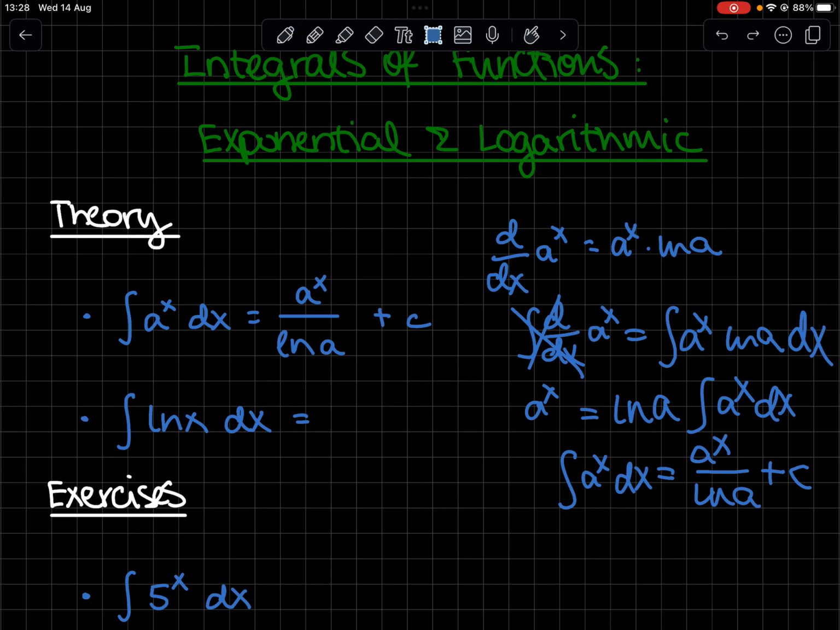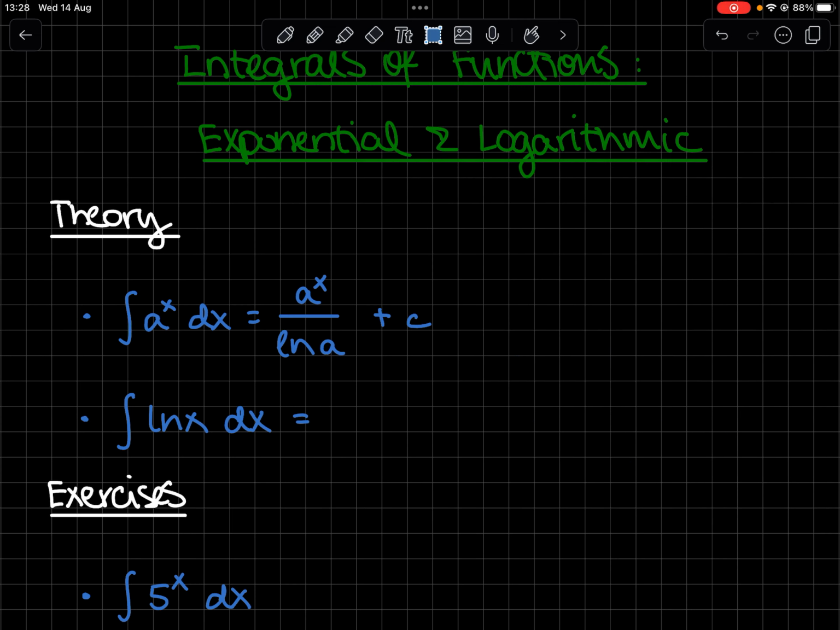You don't have to do this every time you use it to solve an exercise. This is just, it could help you remember it if you know how it's derived. Now let's move on to the next one.